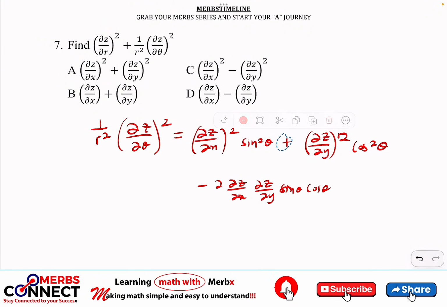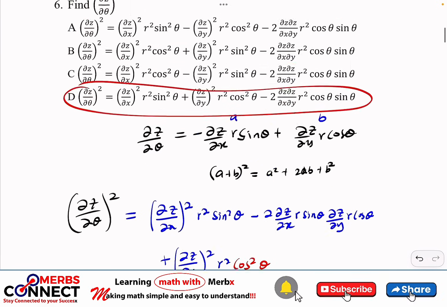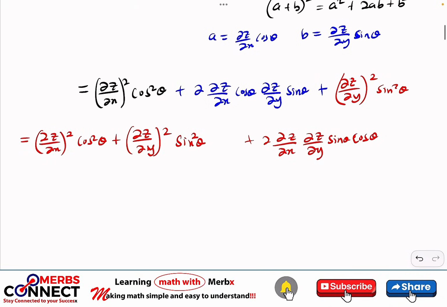Then we are going to add this one to what we had for this one. So let's go to question 5 and bring that guy down there. What did we get for that guy?